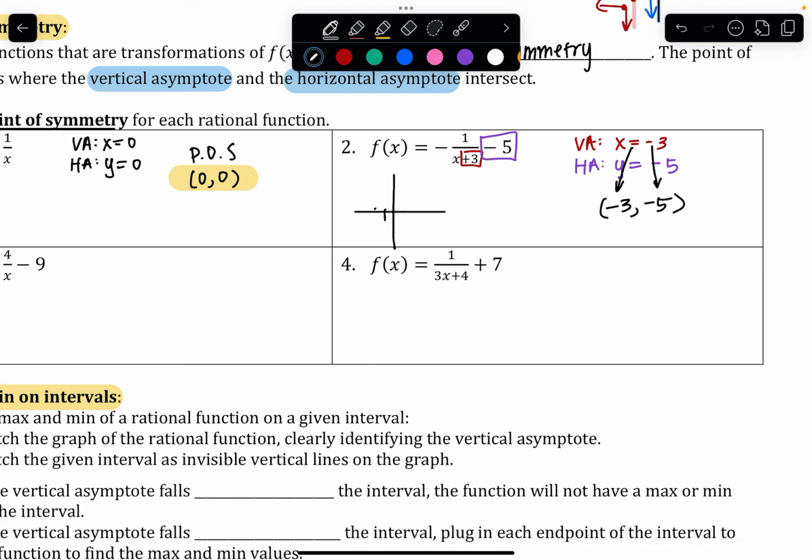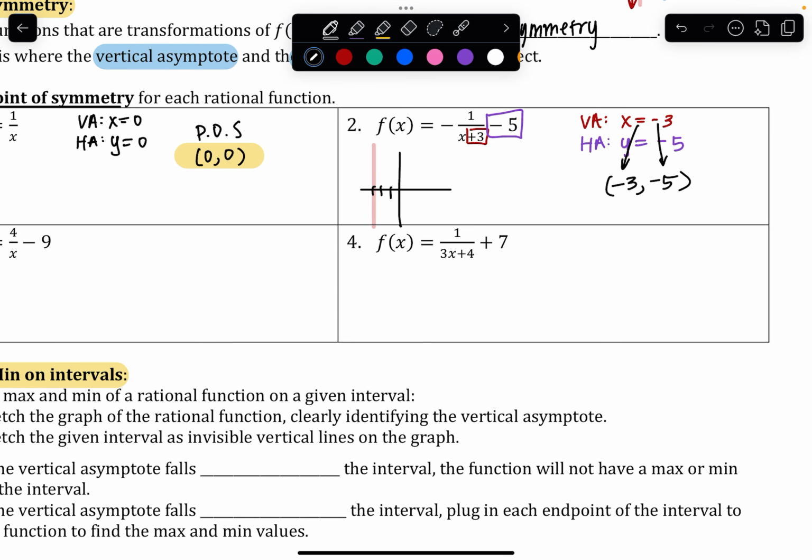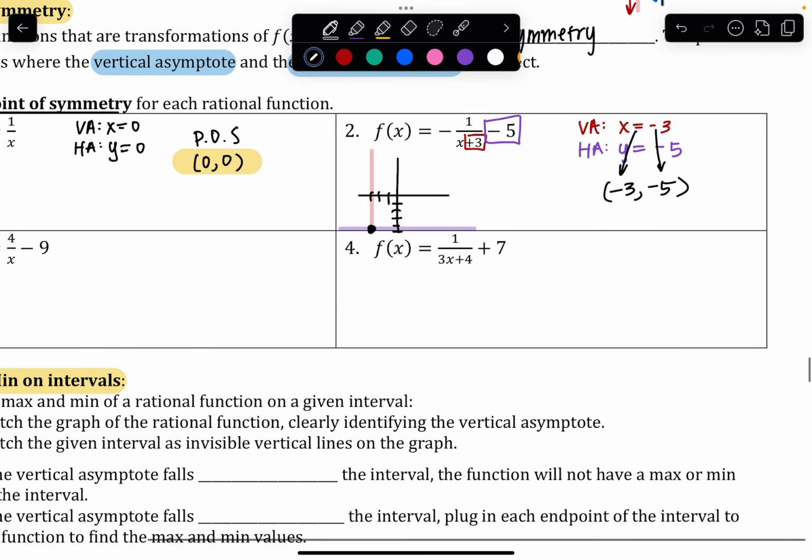Let me get a sketch. At -3, we have a vertical asymptote at x equals -3, and then at y equals -5, we have the horizontal asymptote. That's why the new point of symmetry would be -3, -5. Even though it's also reflected, it's still going to be symmetrical about that point. If I were to rotate it about this point, I'd still have a branch in quadrants 2 and 4.